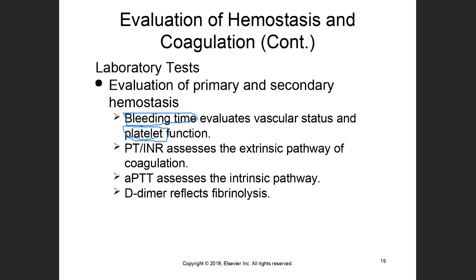PT-INR is related to the extrinsic pathway, okay? Coagulation factor and extrinsic pathway. What is the coagulation factor? That is right there. Who knows the answer?